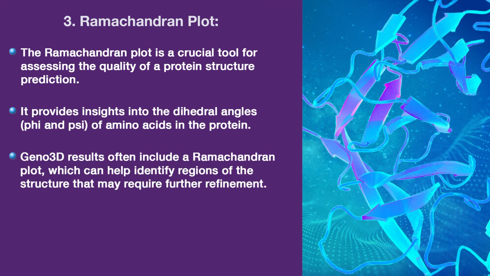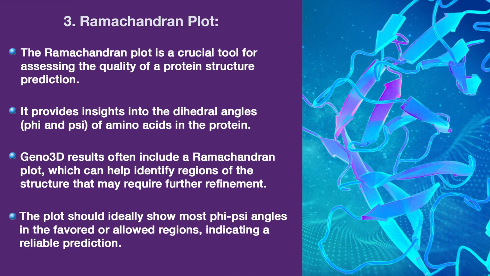Geno3D results often include a Ramachandran plot representation as well, which can help to identify regions of the structure that may require further refinement, and this further refinement is also known as the step by step loop modeling process. The plot should ideally show most phi and psi angles in the favored and allowed regions, indicating a reliable prediction. This whole representation of the Ramachandran plot was already explained in the previous lecture. Kindly refer back to that lecture for a more detailed understanding.